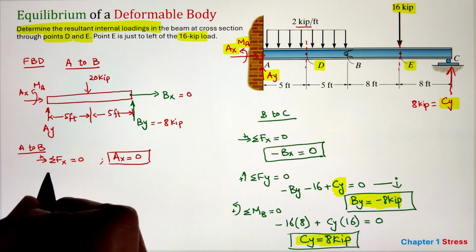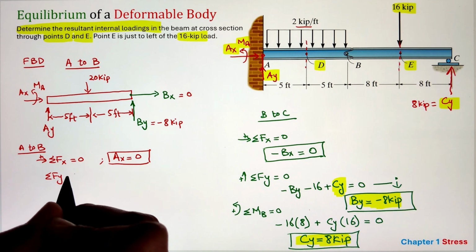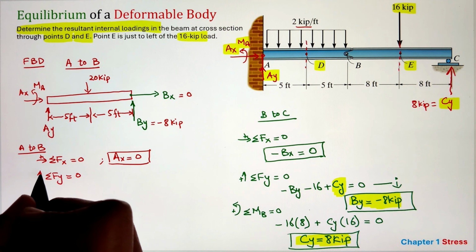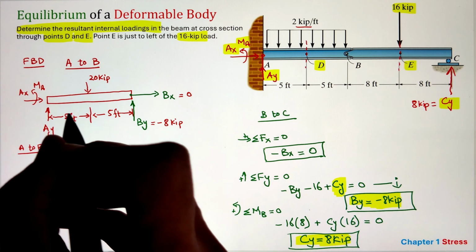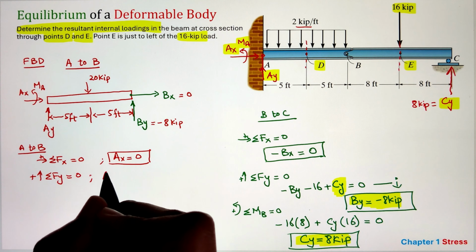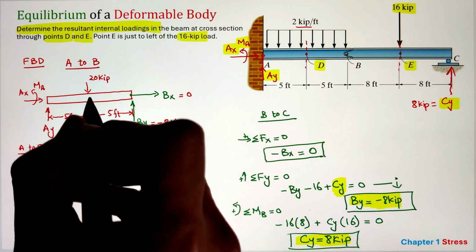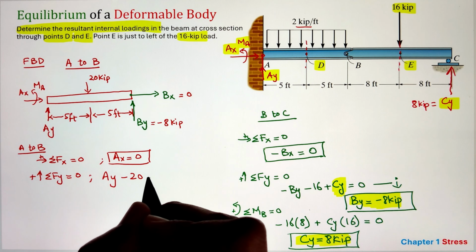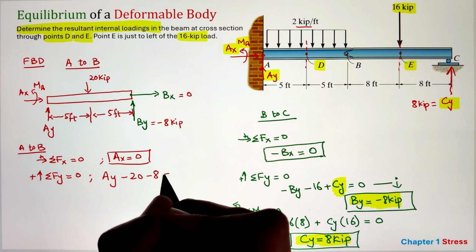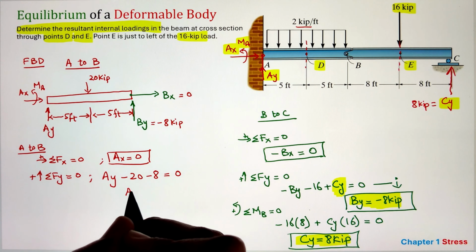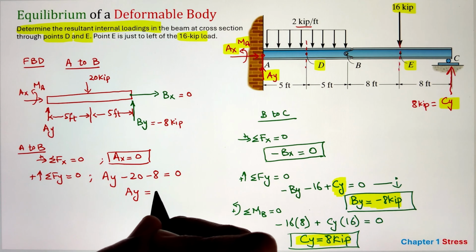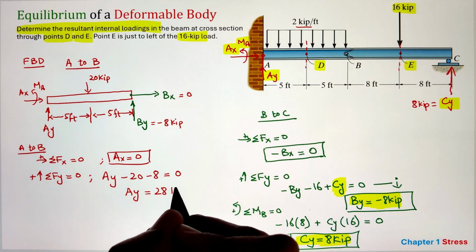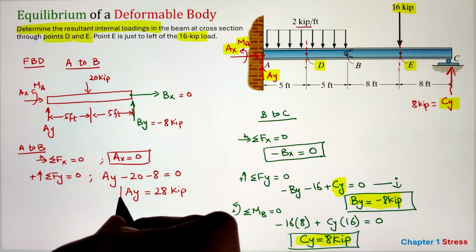Next, I can do summation of forces along the vertical y-axis, taking upward as positive. Here, Ay is pointing upwards, that's why it's positive. 20 kip is going downward, taken as negative, whereas By is pointing upward. However, the magnitude is negative 8, so I'm just going to add the negative 8 in this case. Resultant value of Ay is coming as 28 kip.